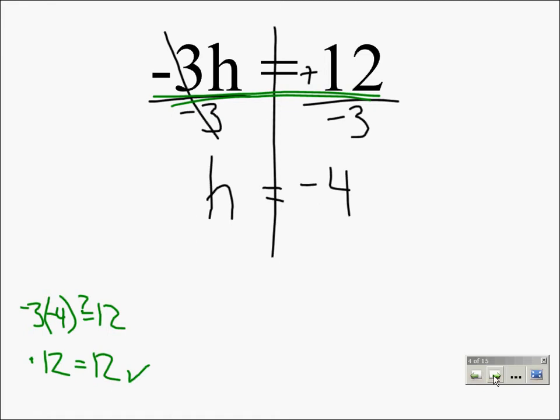If you would like to, you can pause at this point and continue section 1 on your worksheet. If not, continue on with me.